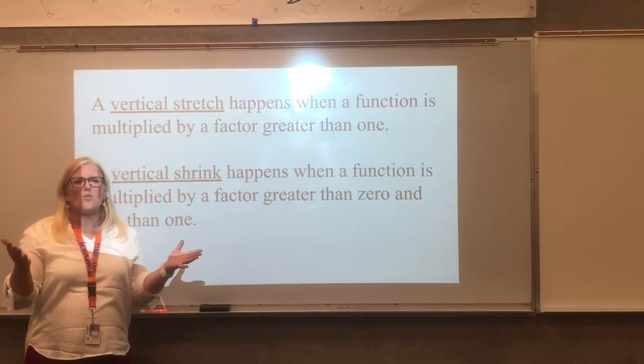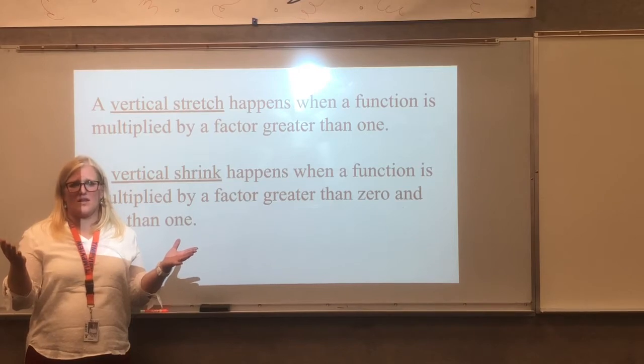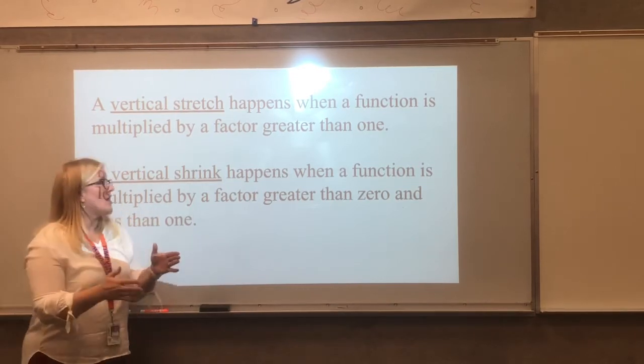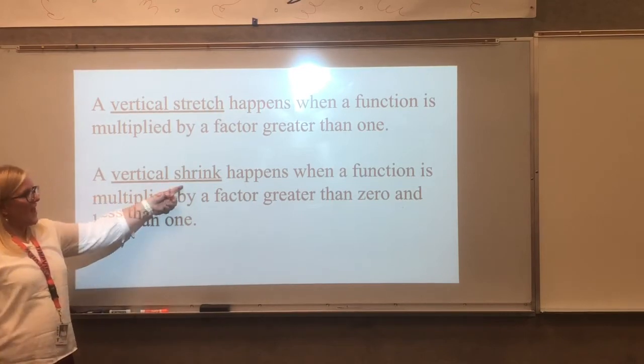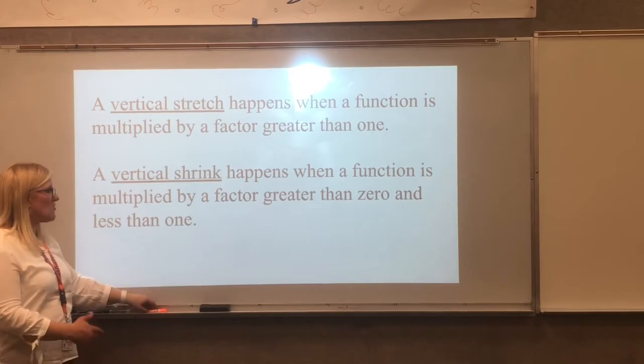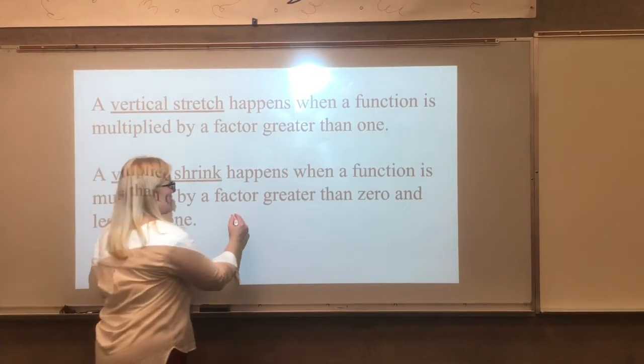So it could be 1.00001, and it'll still get bigger. Okay, if it's right at 1, it'll stay the same. But a vertical shrink happens when a function is multiplied by a factor greater than 0 and less than 1.